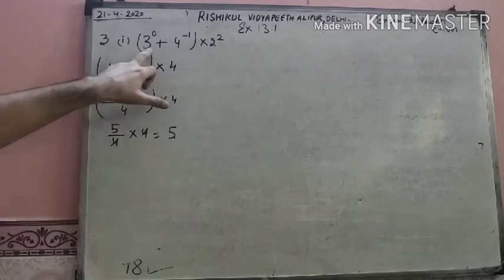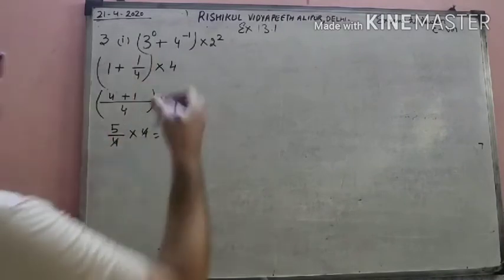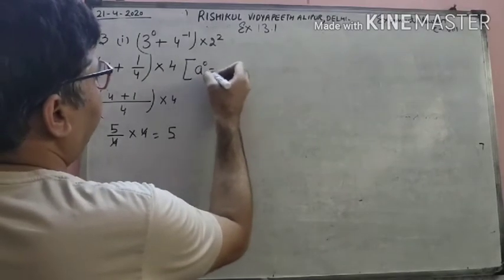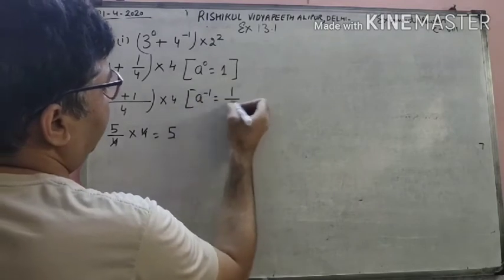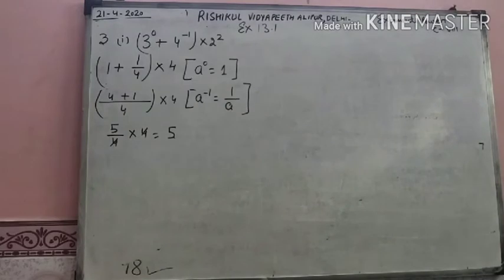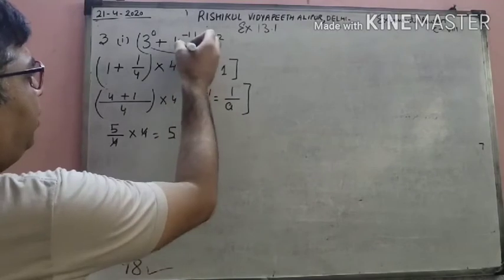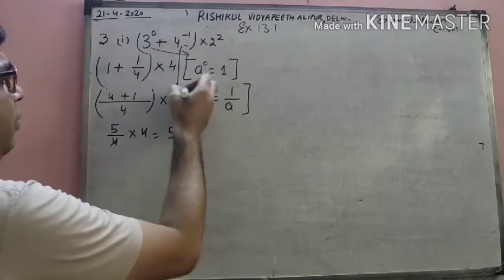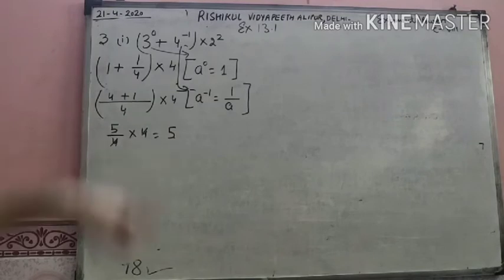Again I am repeating: for 3 raised to power 0, we will use the law of zero exponent, and it can be written as 1. A raised to power 0 can be written as 1, and a raised to power minus 1 can be written as its multiplicative inverse. Then what will we do? We will take the LCM and try to solve it. So by taking LCM we will get 4 plus 1 upon 4, 1 plus 1 is 5, 5 by 4 into 4, 4 is cancelled out. The result is 5.